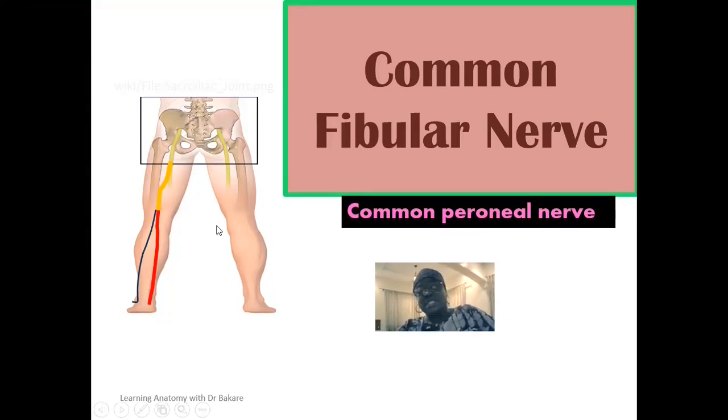If you try to use this image by the side here for illustration, this structure that is arrowed here in black is the sciatic nerve. And the sciatic nerve at its terminal end will be structurally divided into the tibial nerve that is arrowed here in red, and also the common fibular nerve that is arrowed here in purple. So you see the sciatic nerve terminally dividing into the tibial nerve and also the common fibular nerve.